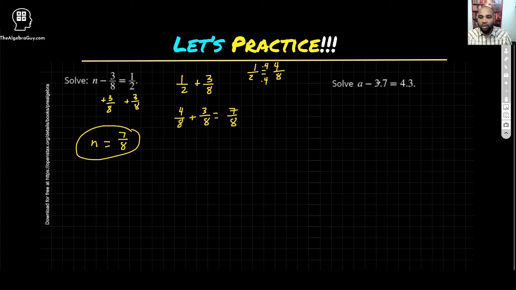All right, so I want to get rid of -3.7, so I'm going to add 3.7 on both sides. Add 3.7. And when I do that here, this goes to 0. That leaves me with just a equals 4.3 plus 3.7. That is 8 even.